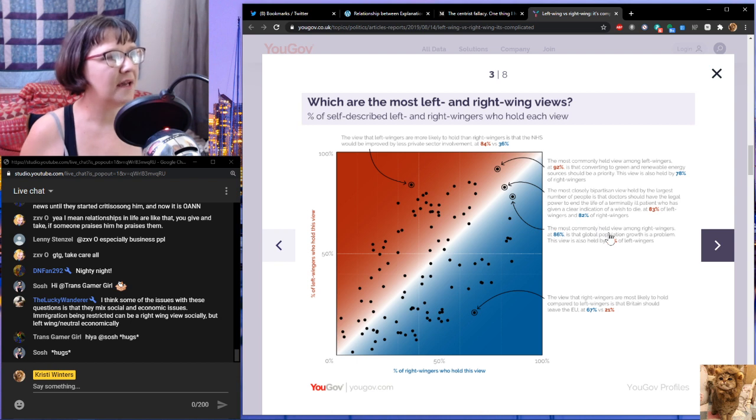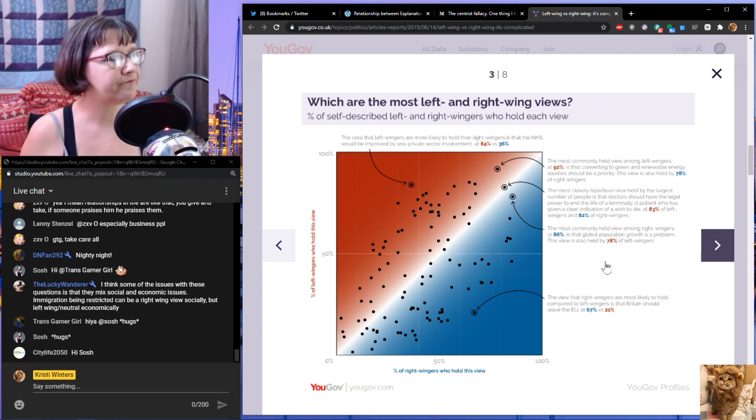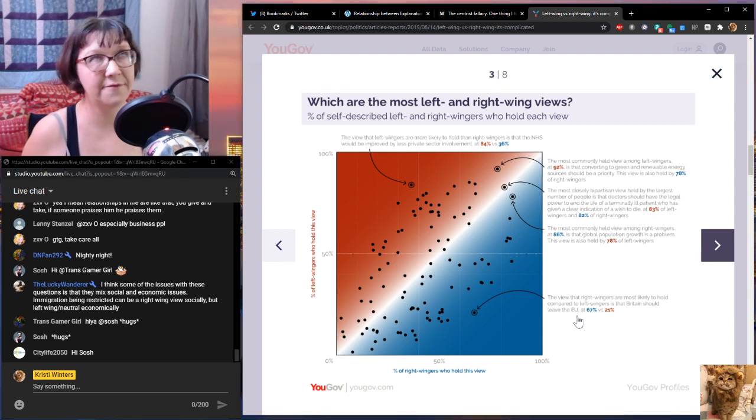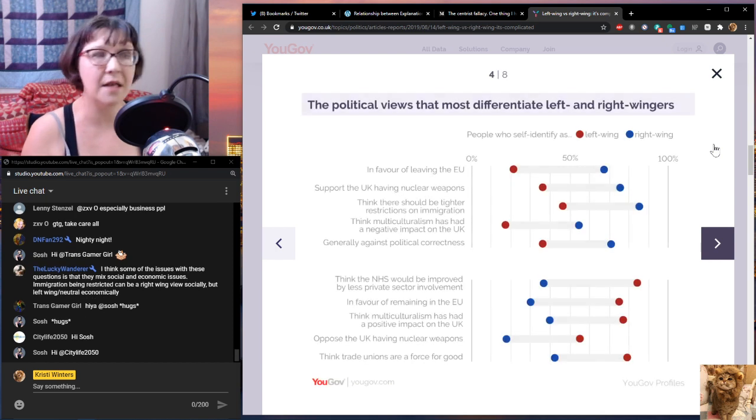The most commonly held view amongst right-wingers, at 86%, is that global population growth is a problem. This view is also held by 78% of left-wingers. The view that right-wingers are the most likely to hold compared to left-wingers is that Britain should leave the EU, which of course is a very ephemeral issue. In 5 years, that one won't be as salient. So this also reflects when the question was asked.